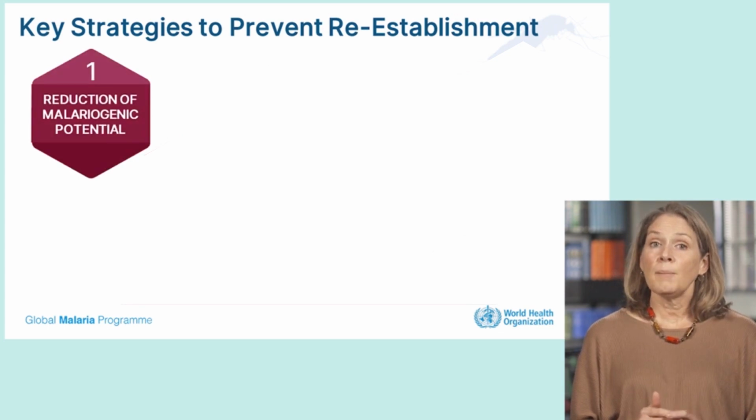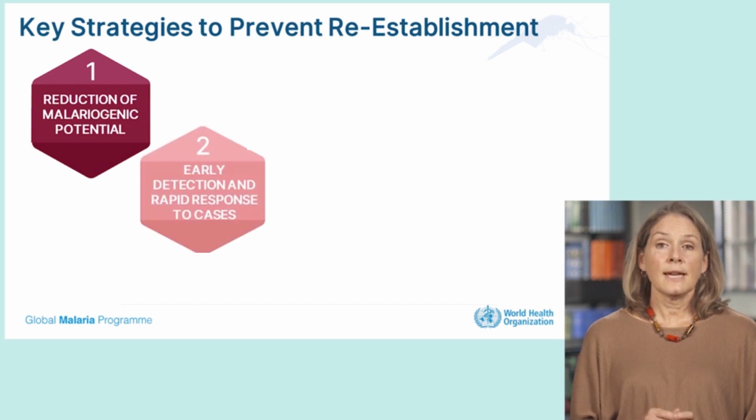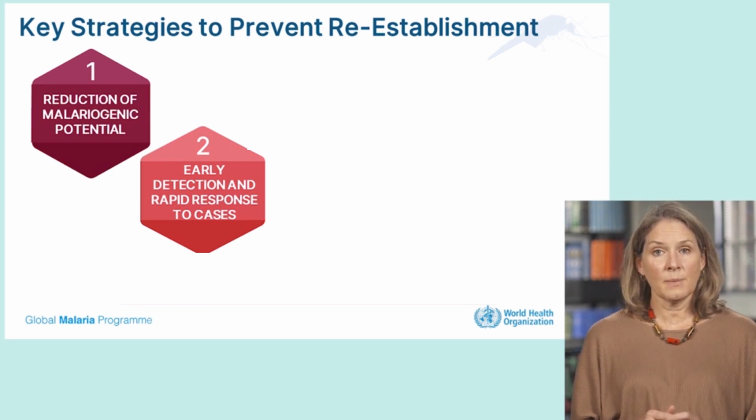First, the program must reduce or mitigate the malariogenic potential. We will talk more about malariogenic potential in the next few slides, and then how to reduce it. Second, the program must ensure the early detection of cases, prompt treatment, and rapid response to try to prevent onward transmission. These activities have already been well described in the surveillance module, Unit 5, but we will review some of the specificities for the prevention of reestablishment.